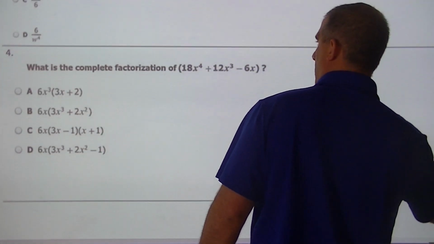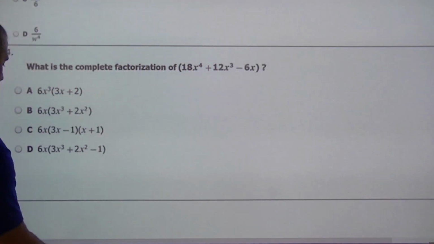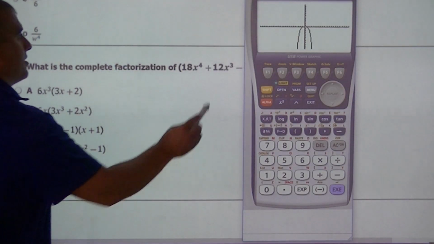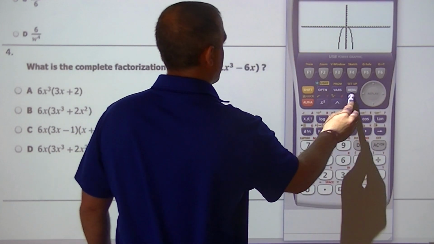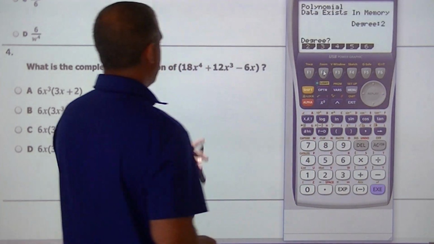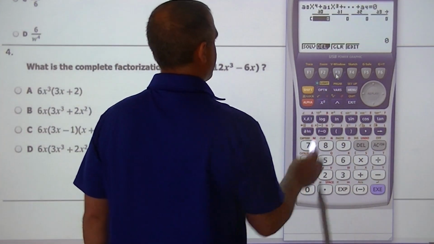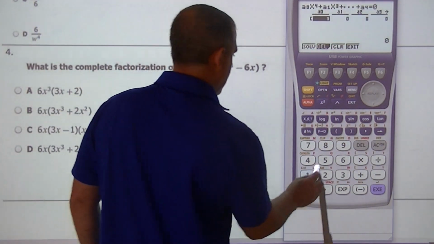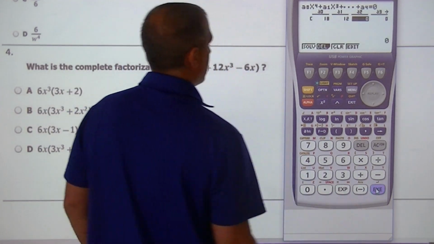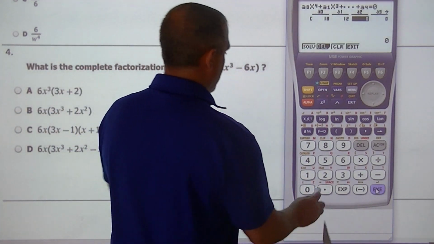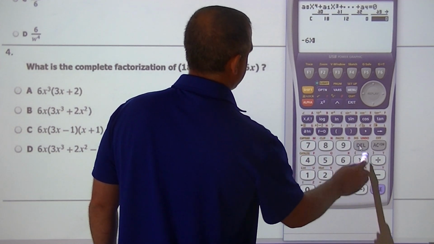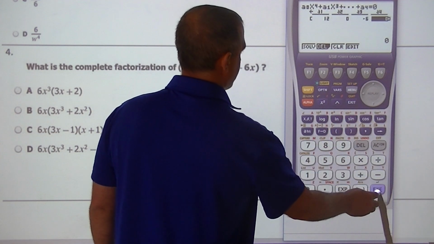Factoring is something else you can do with the calculator. So what I'm going to do is go to menu, and go to equal, polynomial, and now I have a degree 4. So that's going to be 18. The number in front of x cubed is 12. The number in front of x squared, I don't have one. The number in front of x is negative 6. The standalone number is 0.